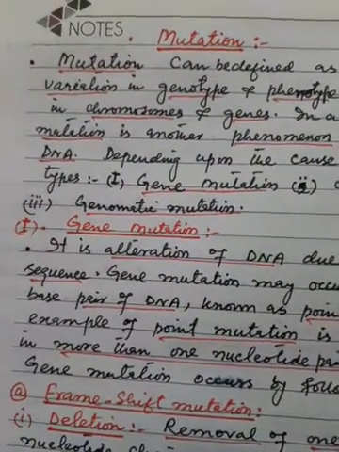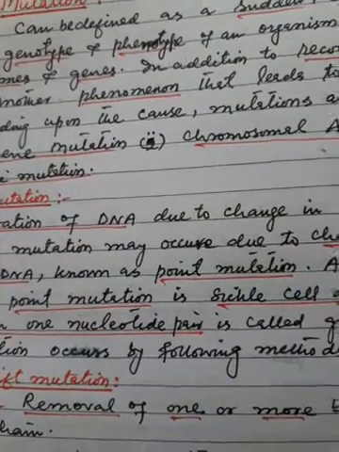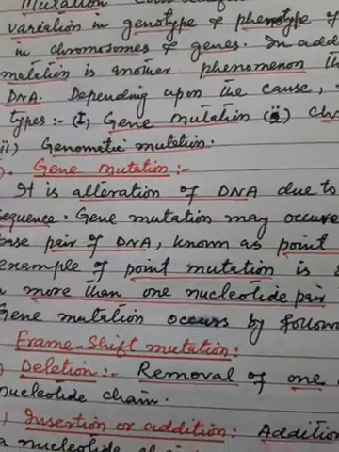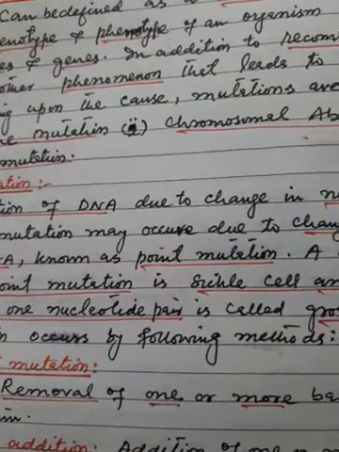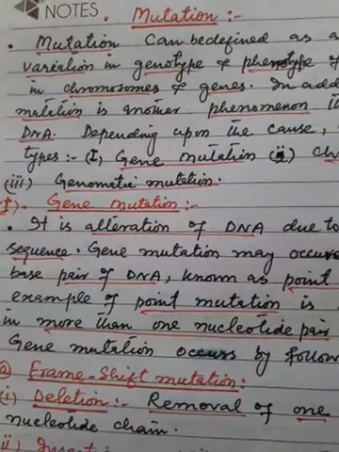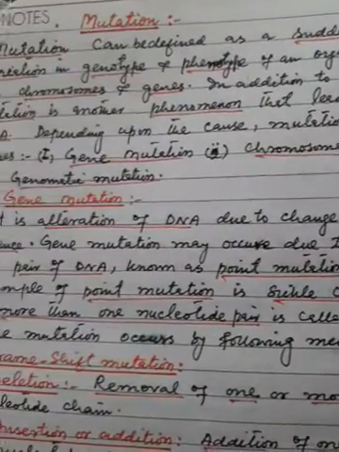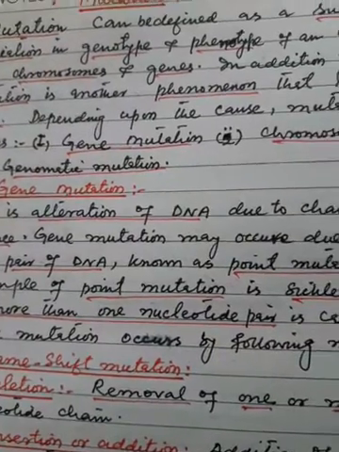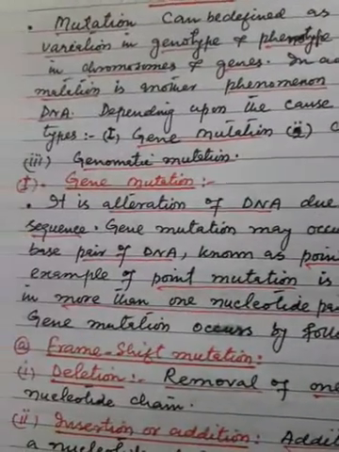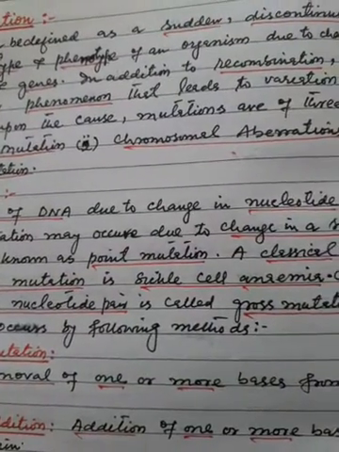Now, number first, gene mutation. It is alteration of DNA due to change in nucleotide sequence. Gene mutation may occur due to change in a single base pair of DNA, known as point mutation. A classical example of point mutation is sickle cell anemia. Change in more than one nucleotide pair is called gross mutation.